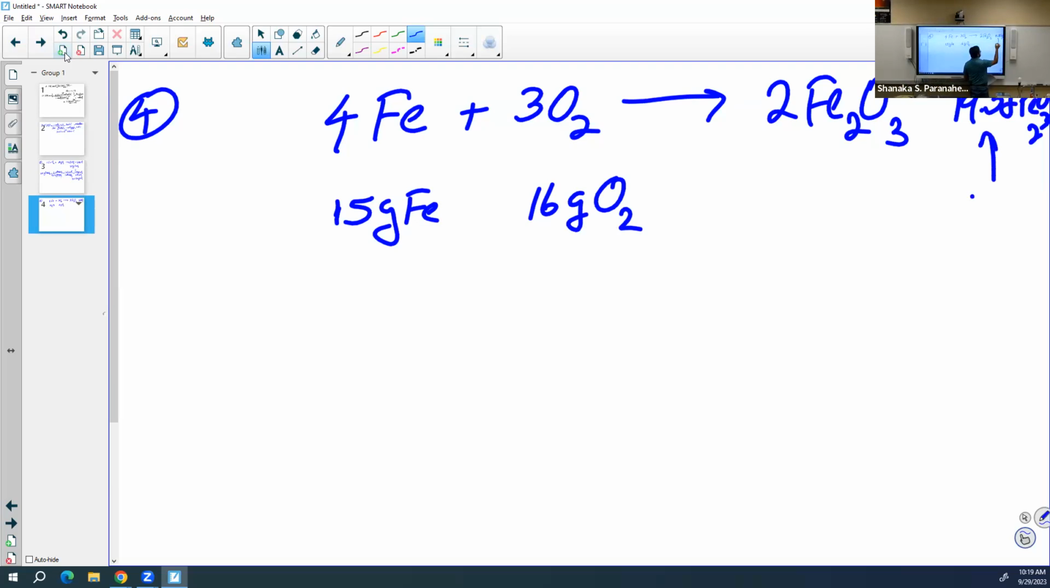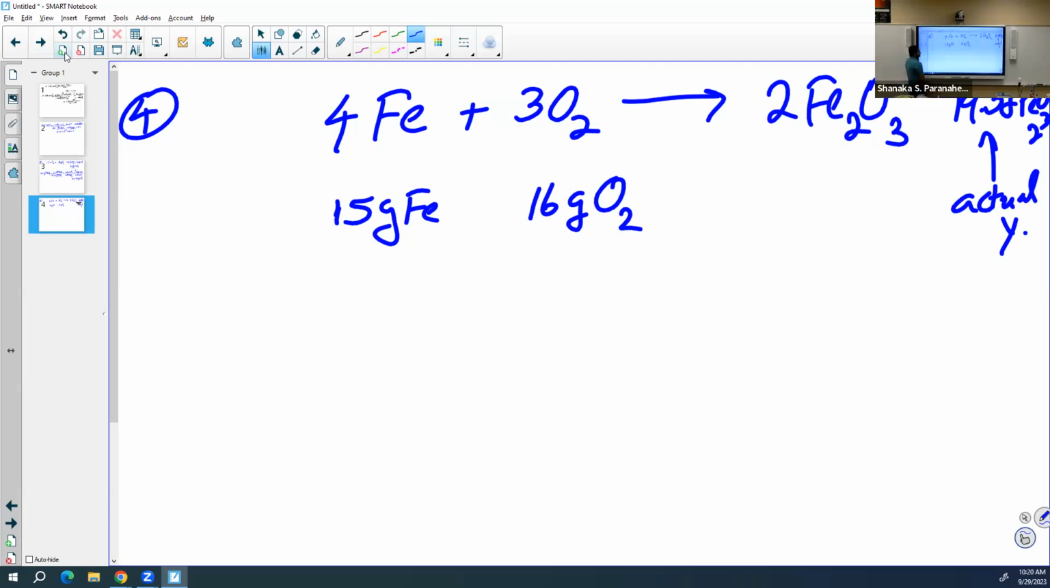So this is the actual yield. It is asking the percent yield of the reaction. In order to determine the percent yield of the reaction, first we must understand which one is the limiting reactant. Since I'm going to break this down into 3 questions, in the first, I will ask you to calculate the limiting reactant and excess or theoretical yield of the product Fe2O3.